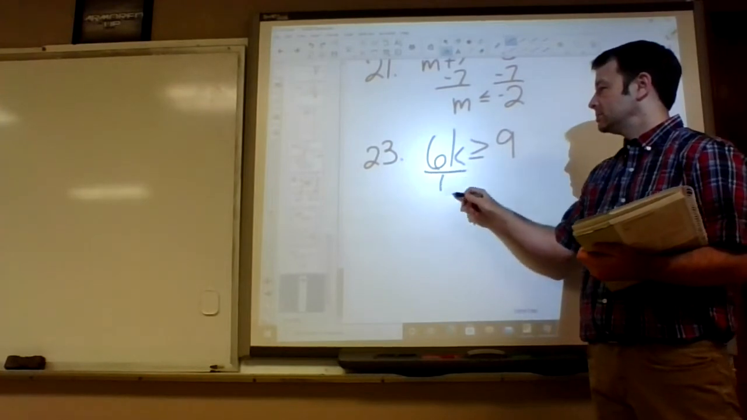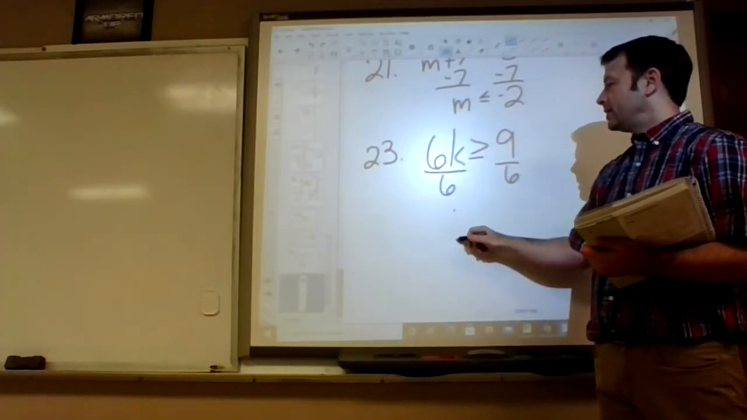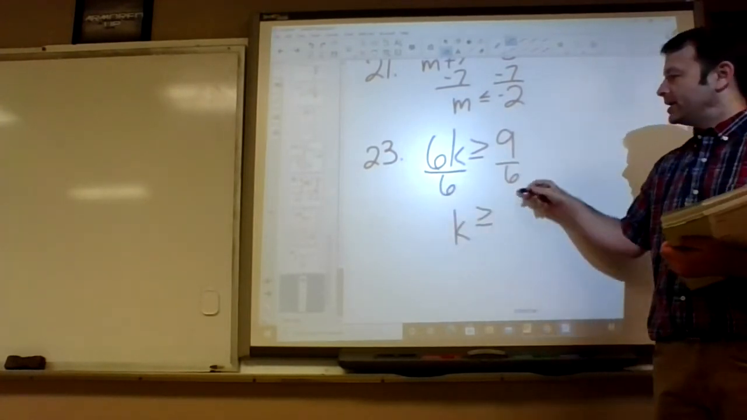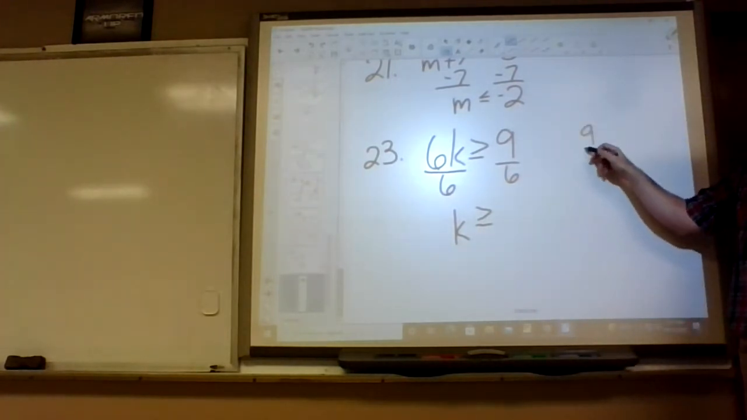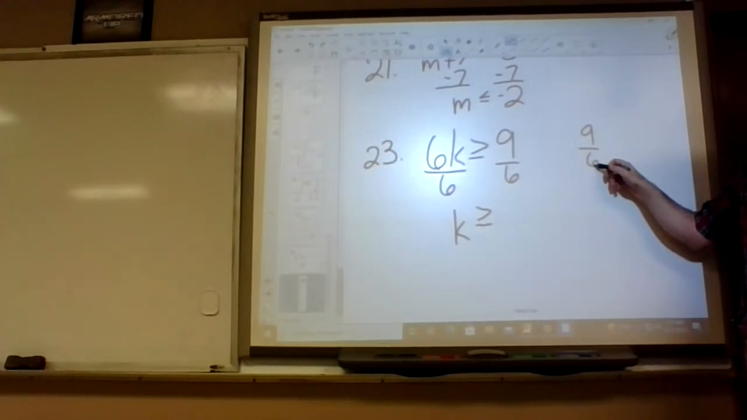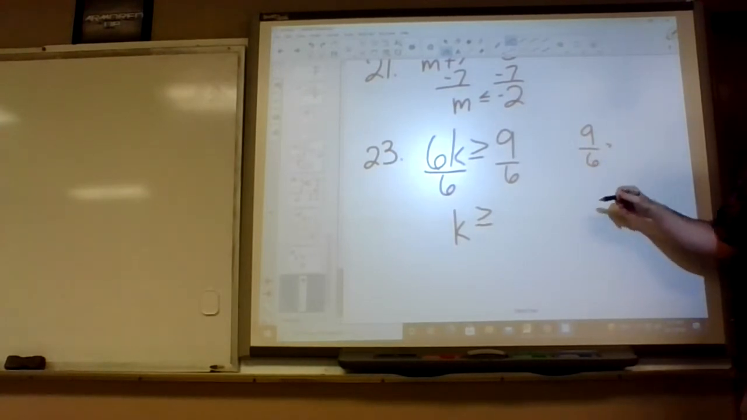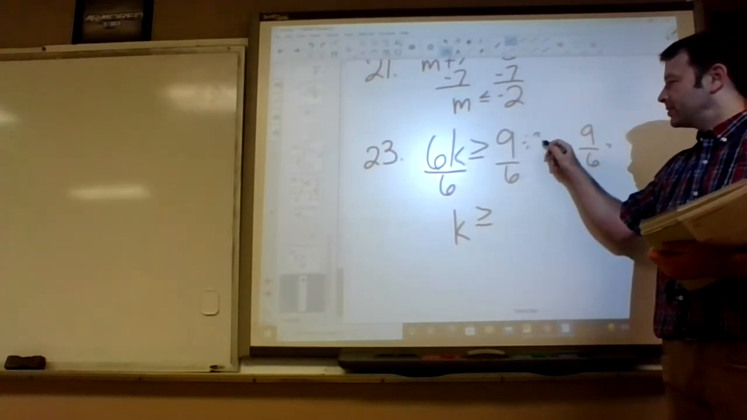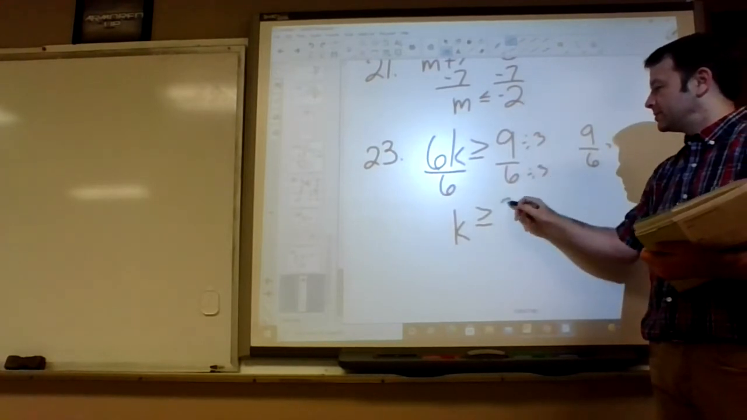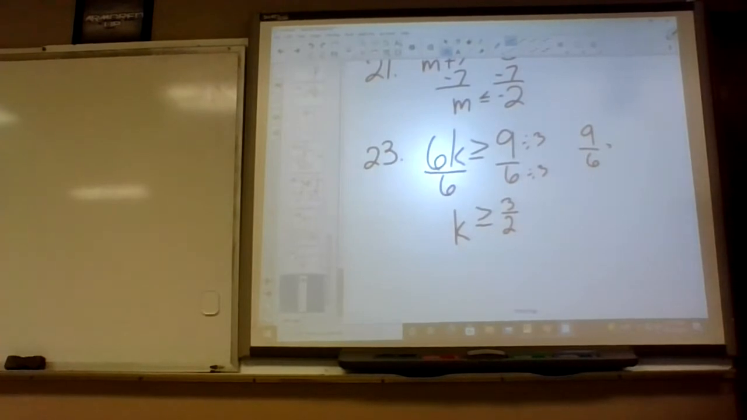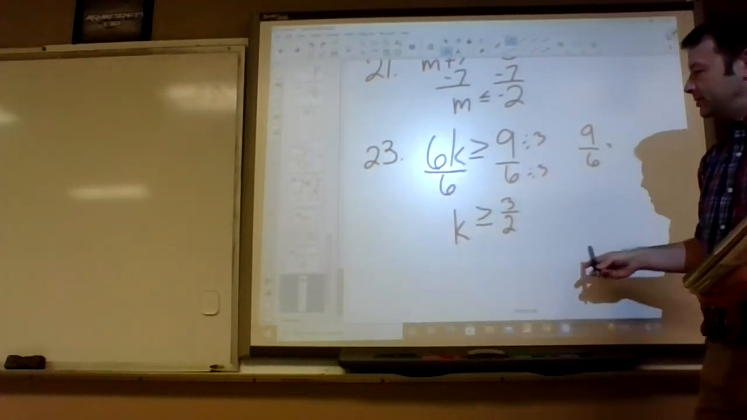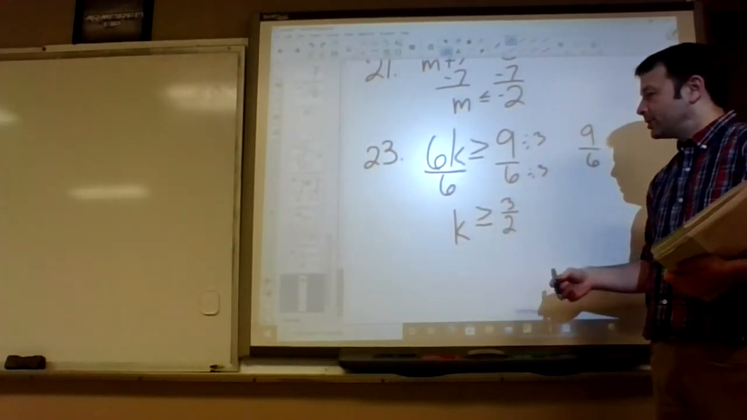Divide by 6. Okay, that doesn't divide well, right? 9 divided by 6, but the fraction 9/6 does reduce. If you divide by 3 on both of those, you get 3 over 2, which is 1.5. Those are all correct, but usually I just leave it improper.